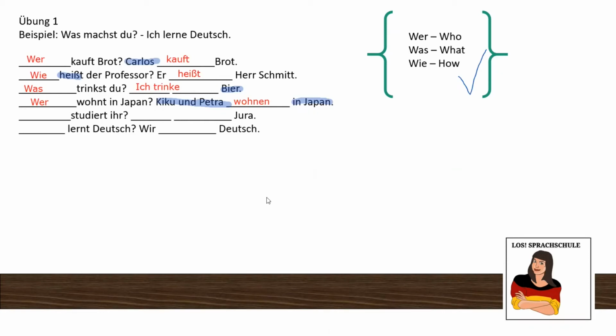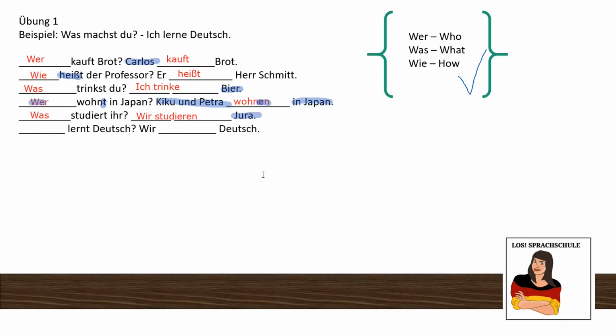And since we have this one here, I want you to keep in mind, wer is with a T, like he, she, it. But if you talk about many people as an answer, you need to change that. Keep this in mind. Next one. The only information we have is Jura, which is law. Of course, it's a thing, so we can say, was studiert ihr? And because it's you plural, the answer must be, wir studieren Jura. No other option.